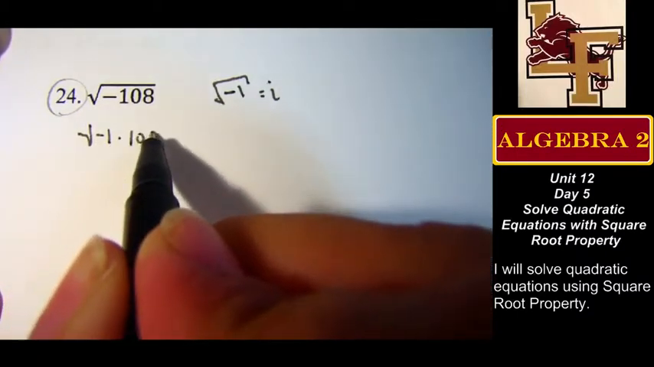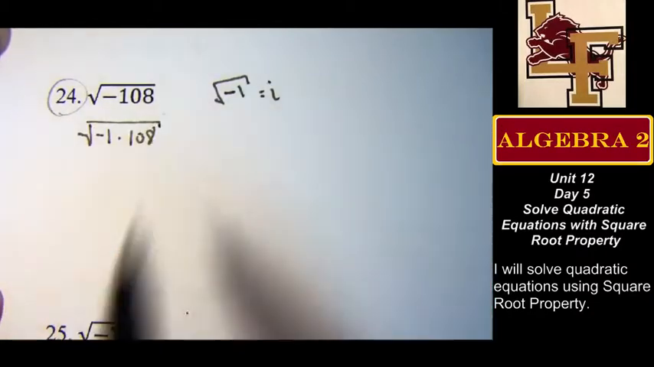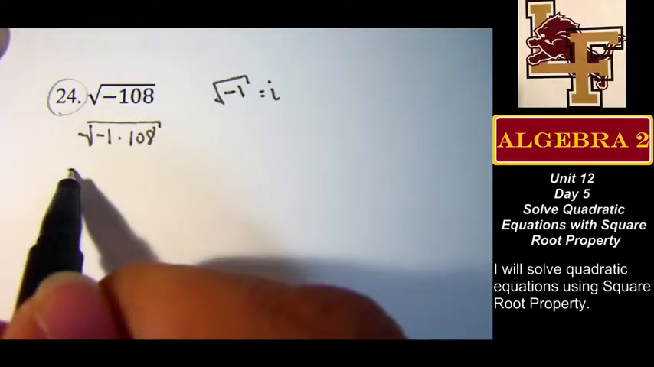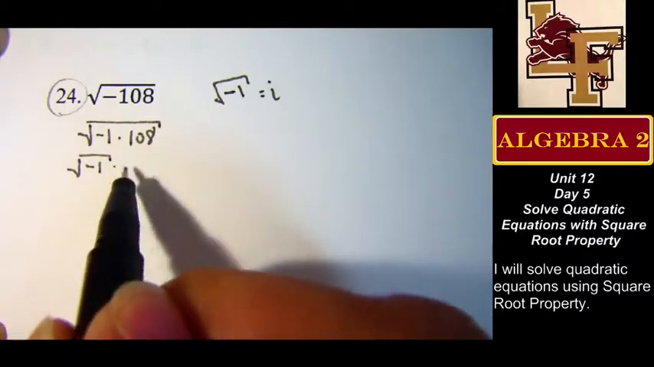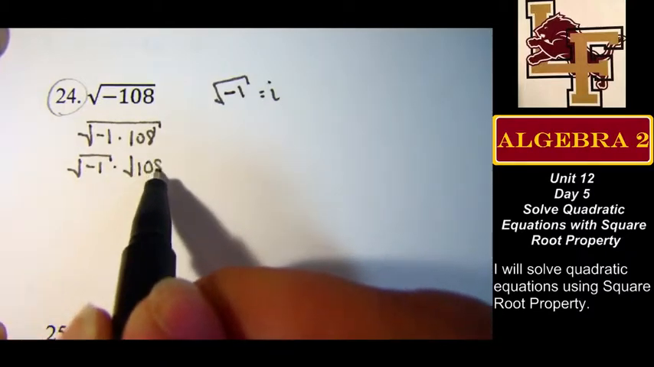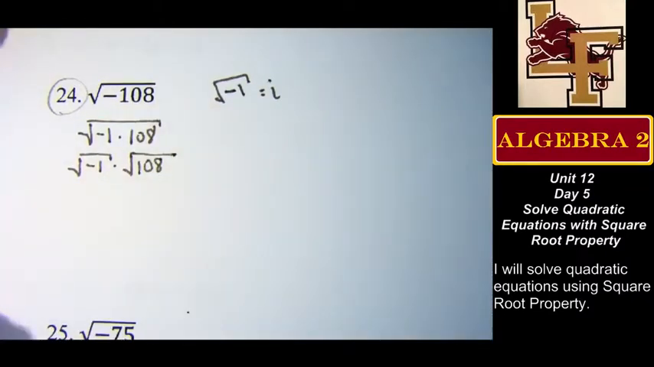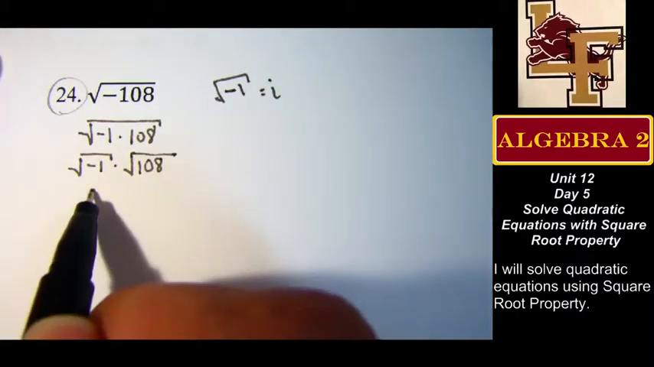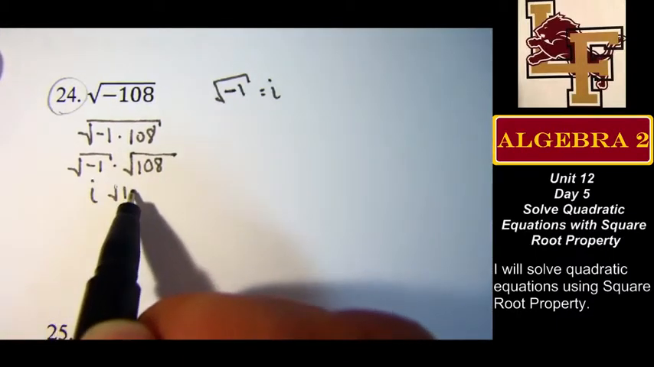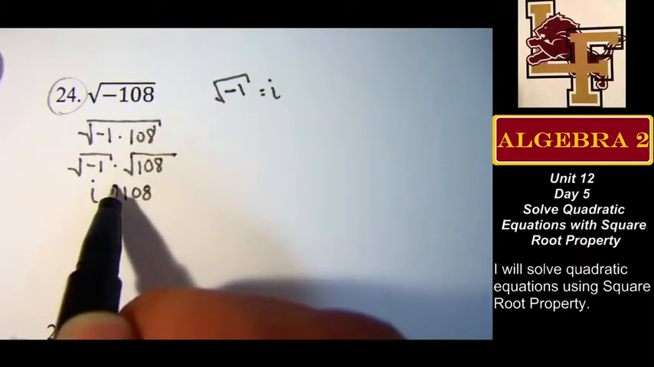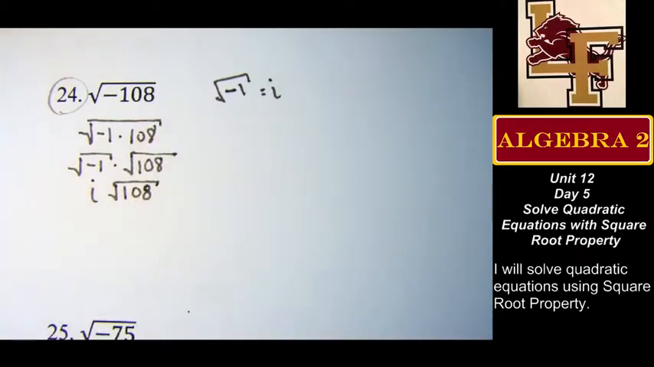Alright, I'm going to rewrite -108 as -1 times 108. I'm doing that rewriting because I can break radicals at multiplications, but only if they're all multiplications. And now I can replace that square root of -1 with i. And already that looks a little better because I no longer have a negative inside of a radical.